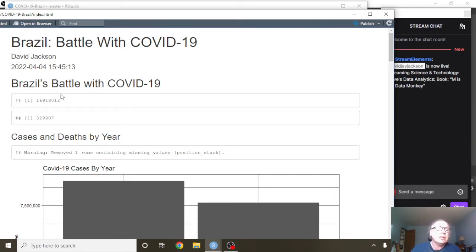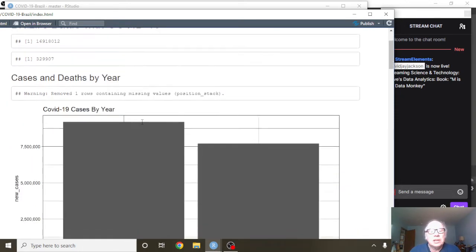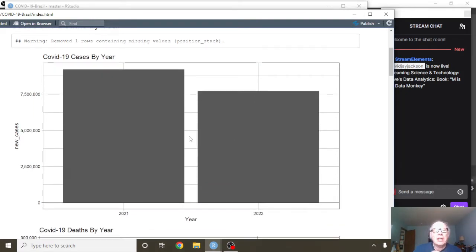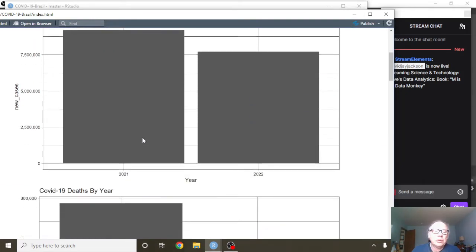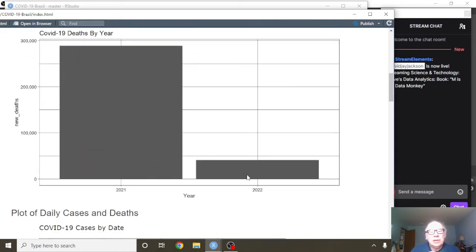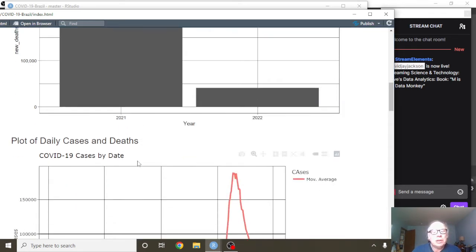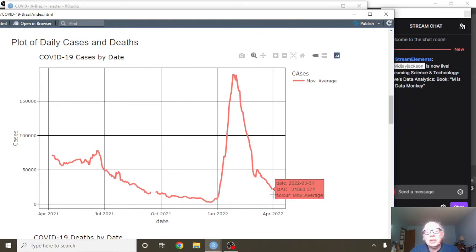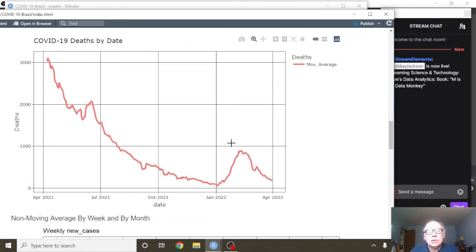So we can see here, Brazil, for the previous 365 days, you had 16.9 million cases, 329,907 deaths. The good news so far is that your 2022 cases have not caught the 2021 cases, even for the first quarter. Your deaths for 2022 have not come close to catching 2021 total deaths at this point. This is a 7-day moving average. For the 7-day period ending March the 30th, you were averaging 22,353 cases per day in Brazil. And as of March the 31st, you were averaging 178.7 deaths per day.